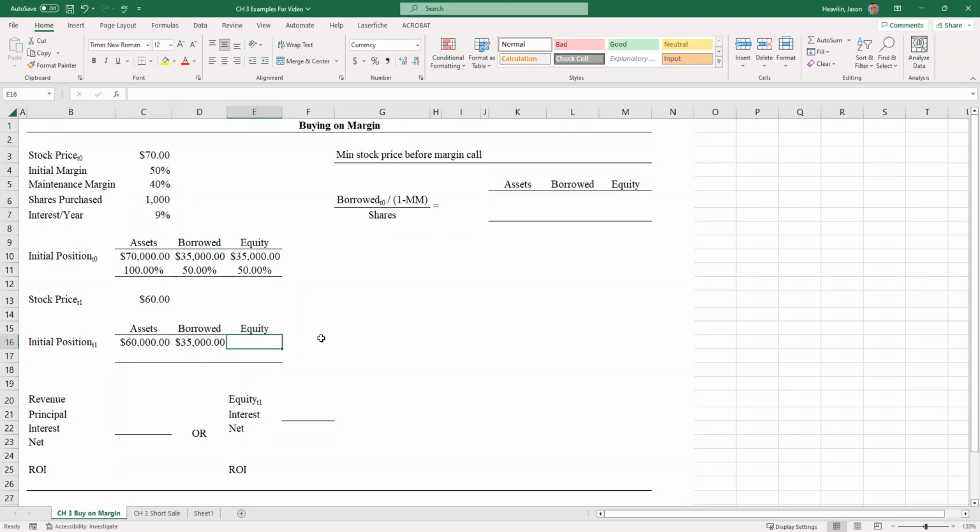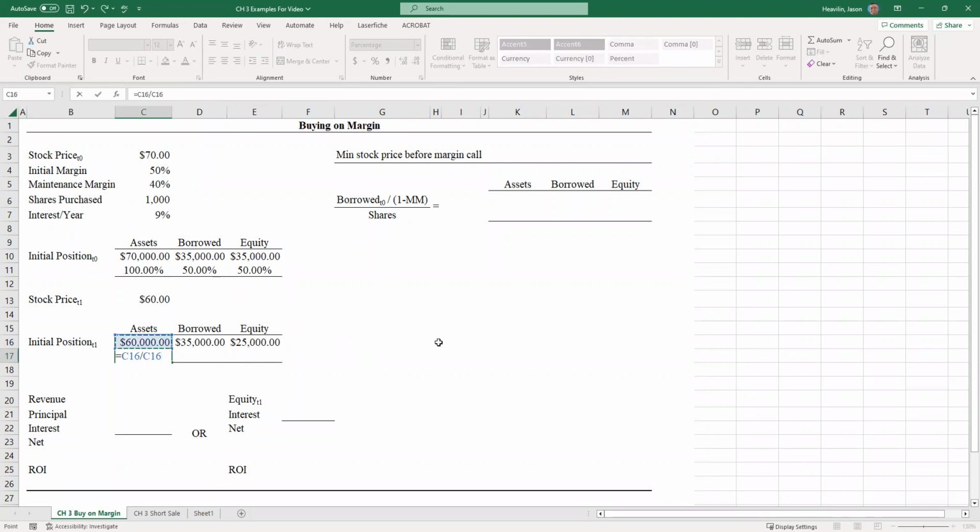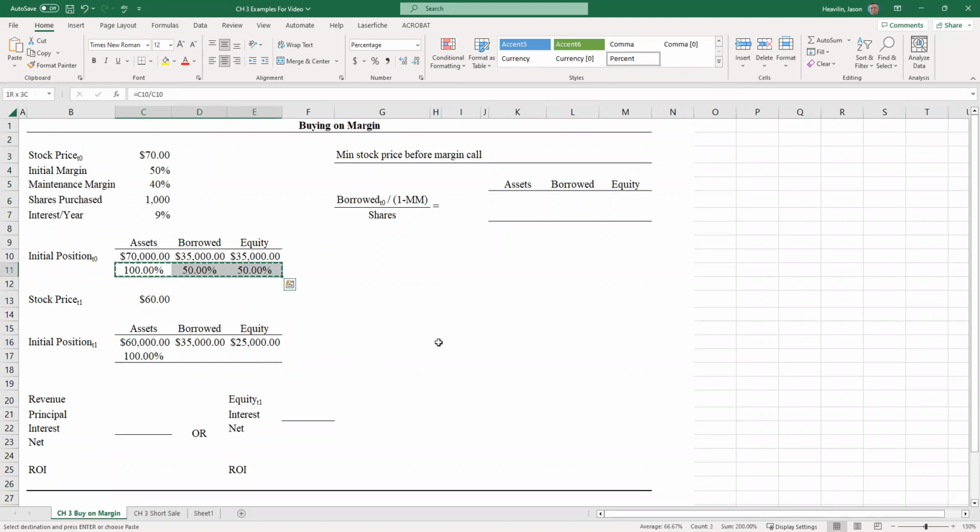So how much equity do we have left? In this case, we take the assets minus the amount borrowed, which has not changed, and we're down to $25,000 of equity. That makes sense. If the stock price dropped $10 and 1,000 shares, your equity is going to drop by that amount. So let's look at our new percentages. So of course, we still have 100% there. I'm just going to go ahead and copy and paste to go a little faster.